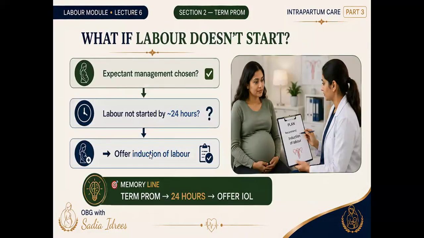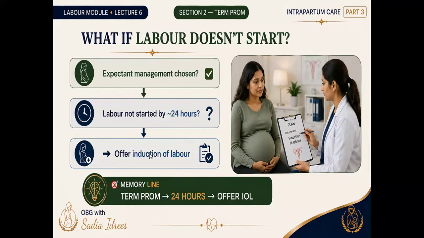This is where the timeline becomes very important. Let's say she chooses expectant management. 6 hours pass, no labor. 12 hours, still no labor. And we reach approximately 24 hours after the rupture of membranes. What now? If labor has not started naturally after approximately 24 hours, offer induction of labor. So your memory line is: at term, at 24 hours, offer induction of labor.